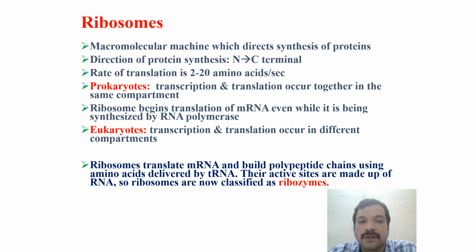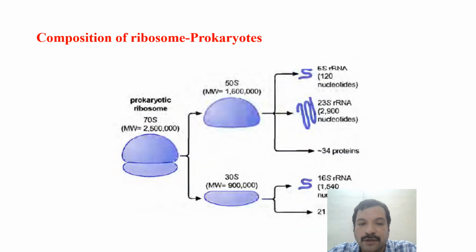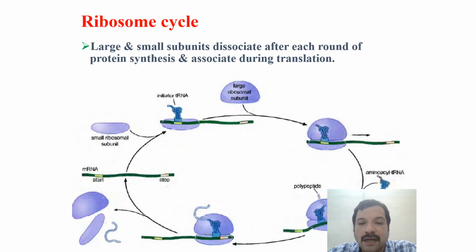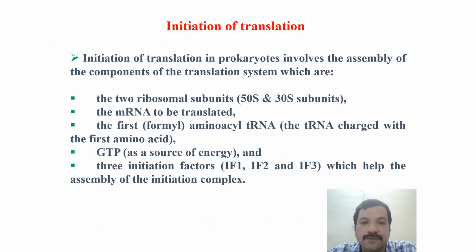Finally, we are going to the ribosomes, which manufacture the protein, and as expected, they are composed of two subunits. The eukaryotic ribosomes are given here, and prokaryotic ribosomes are given here. Ribosomes have to be assembled and disassembled during the translation process. An mRNA having many ribosomes is called a polyribosome.